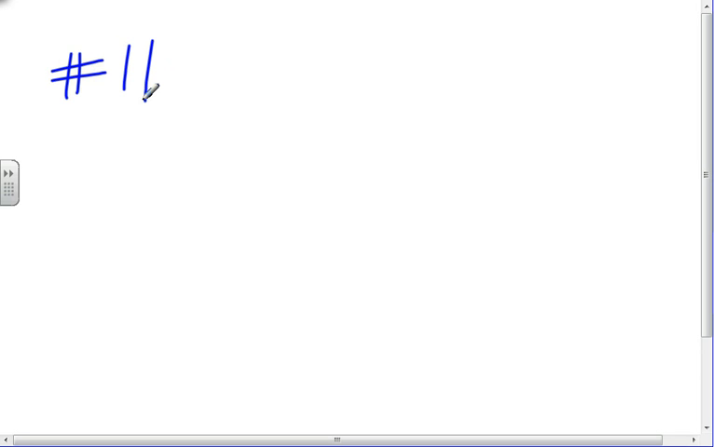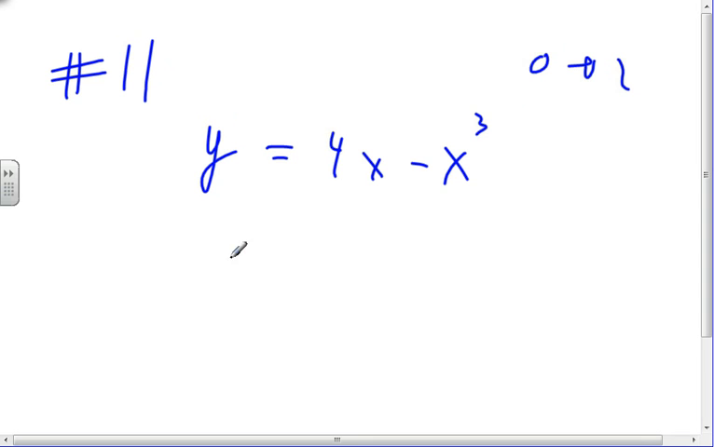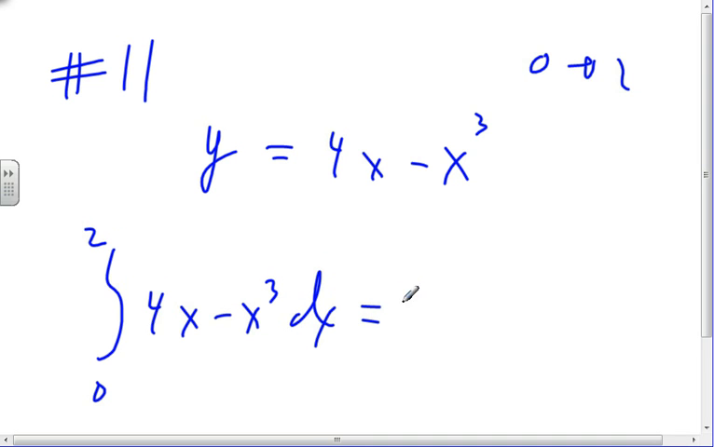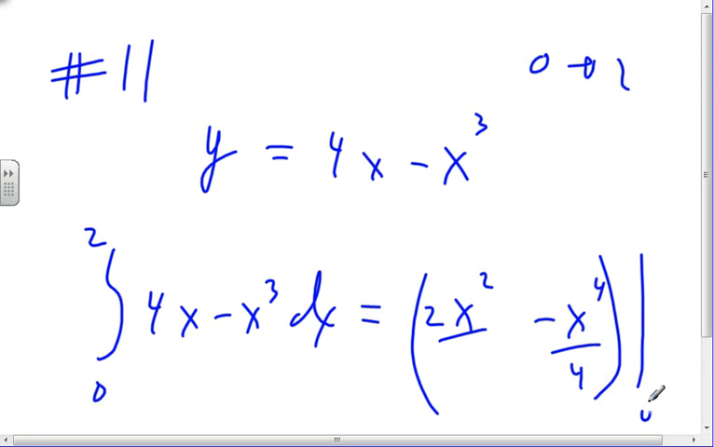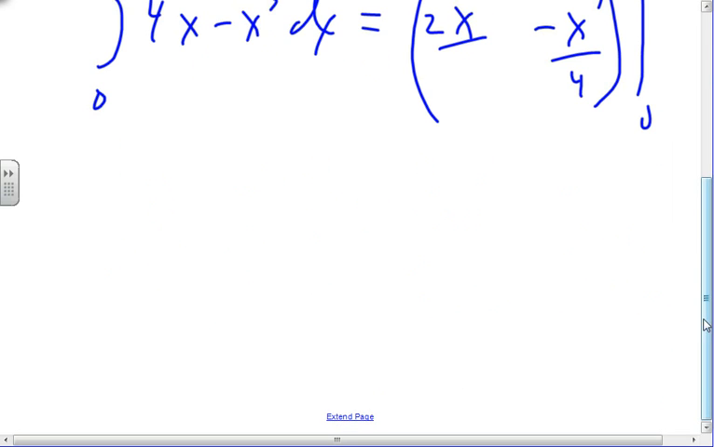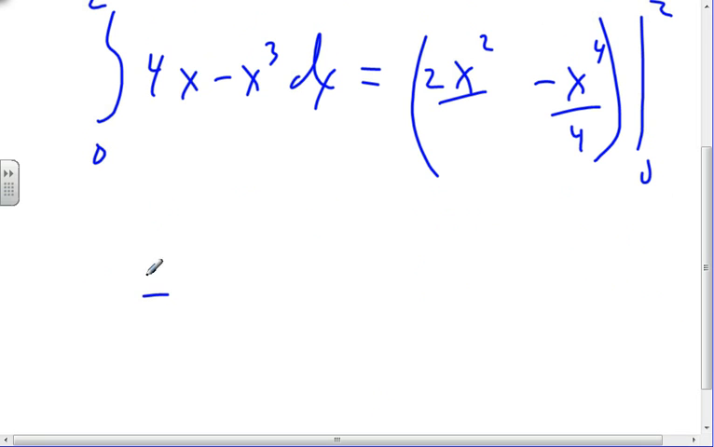Number 11. Y is equal to 4x minus x cubed, and I'm going 0 to 2. Okay, so I want the integral 0 to 2 of 4x minus x cubed dx. So that's going to be 2x squared minus x to the 4th over 4, evaluated at 0 and 2. I like this one because when I evaluate it at 0, I get a 0 and I don't have to do much. So 2 squared is 4 times 2 is 8. 8 minus 2 to the 4th, which is 16, divided by 4, which is 4, and our final answer is 4.